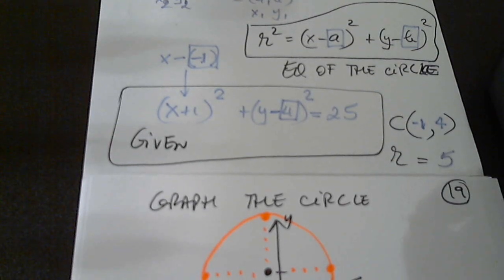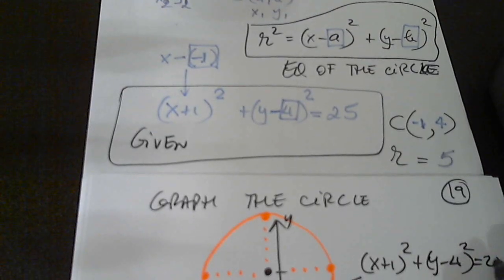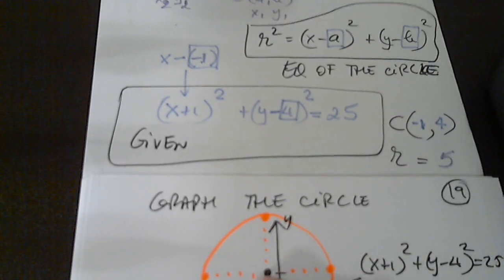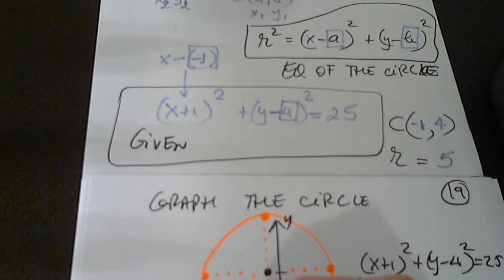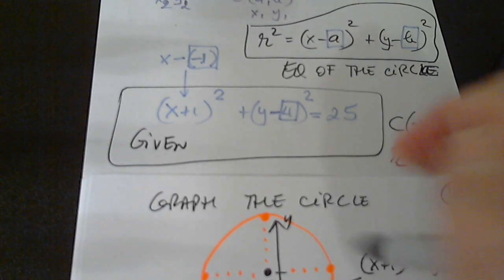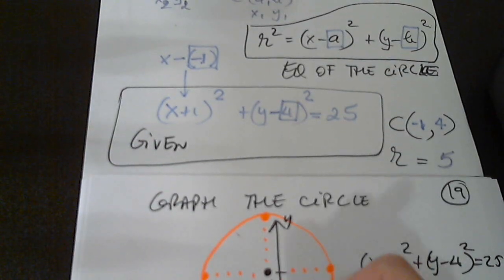This equation is x plus 1 squared plus y minus 4 squared equals 25. We started by plotting the center, which is negative 1, 4. And then in all directions, east, west, north, south, 5 units away. Why 5? Because it's the radius. So this distance has to be 5, everything all around has to be 5. All points on the circle have to be exactly 5 units away from the center.